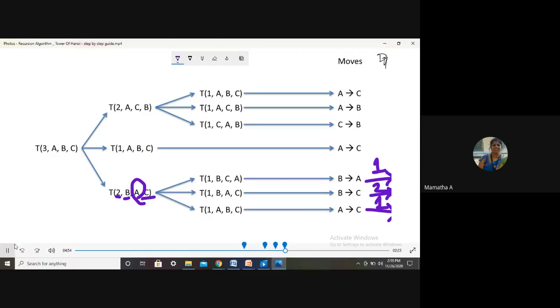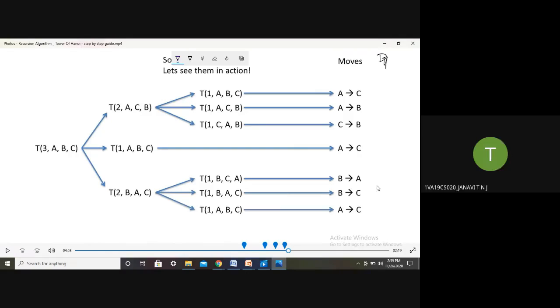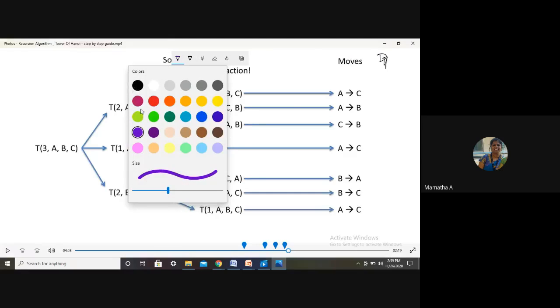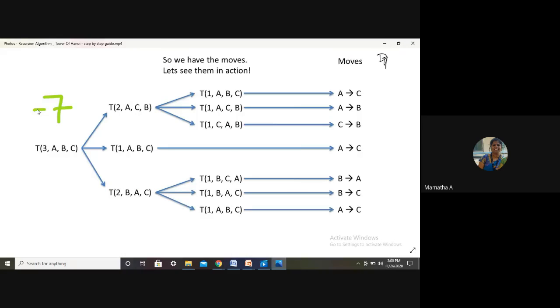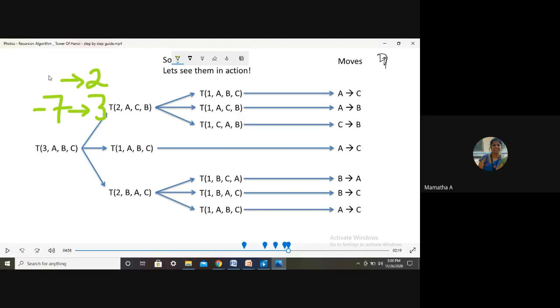Okay. I have a question for you all. How many moves did we have here for 3 discs? 7, ma'am. Okay, very good. So we had 7 moves for 3 discs. So if I had 2 discs, how many moves? 3 moves. Very good. So for 1 disc, 1.